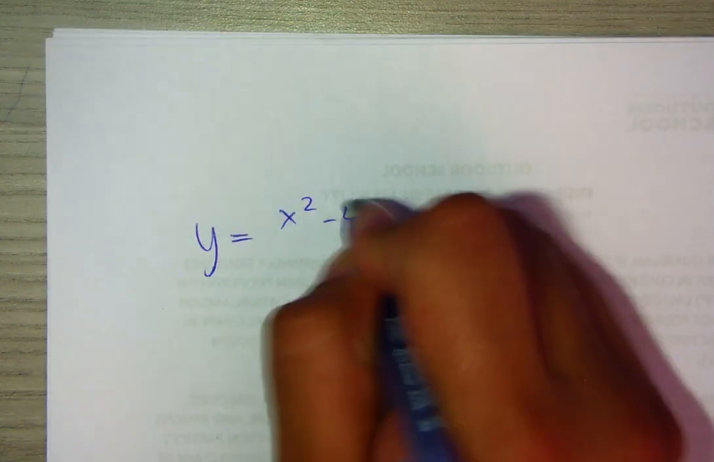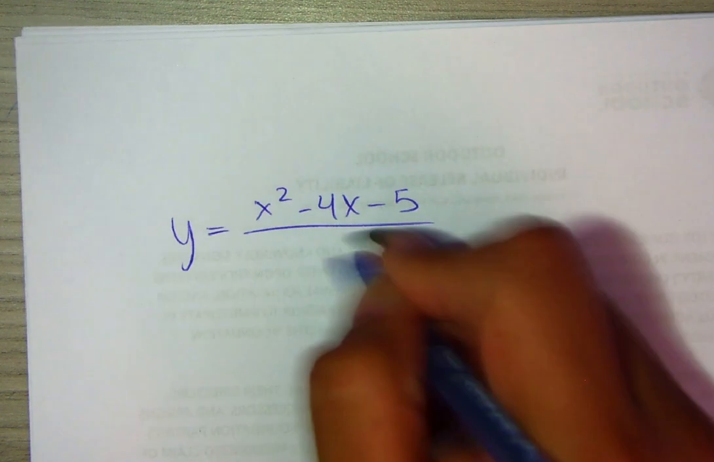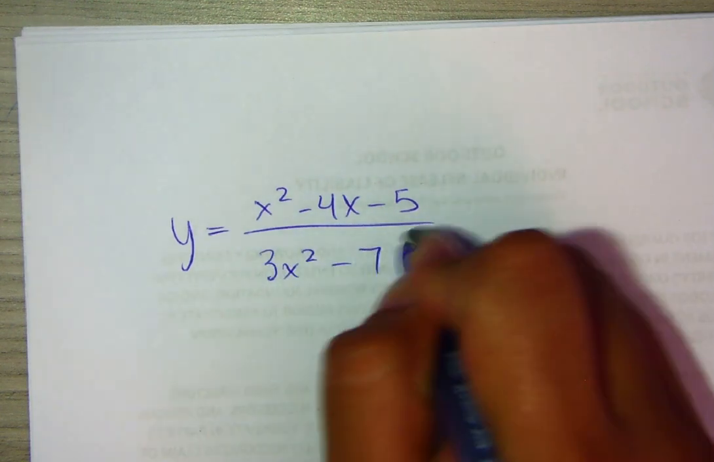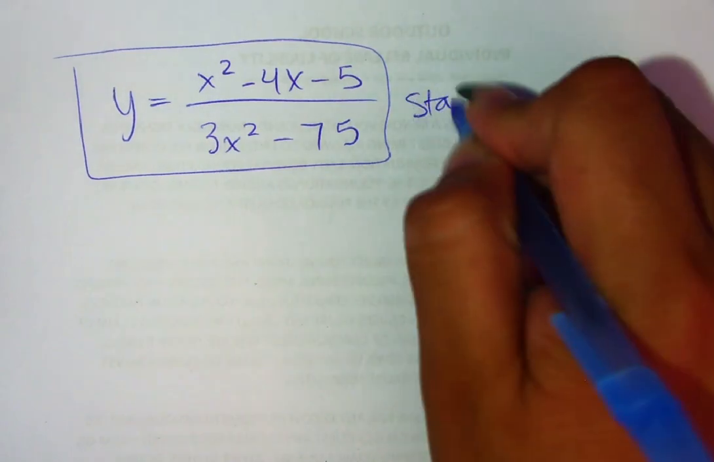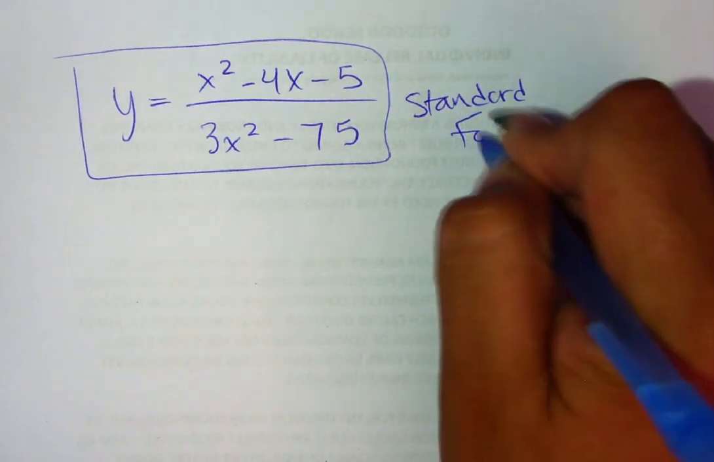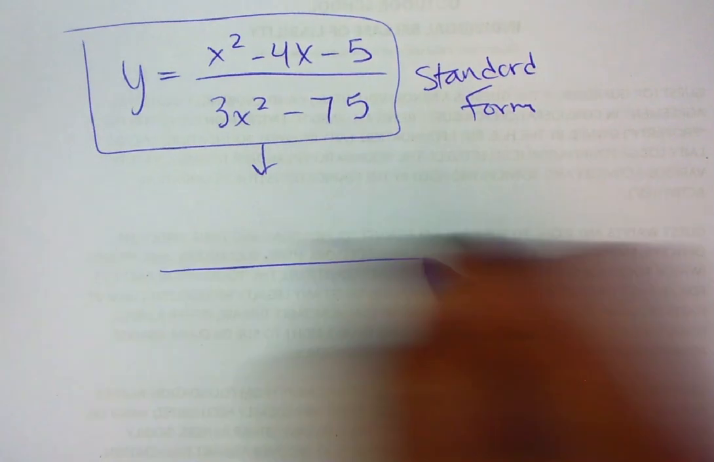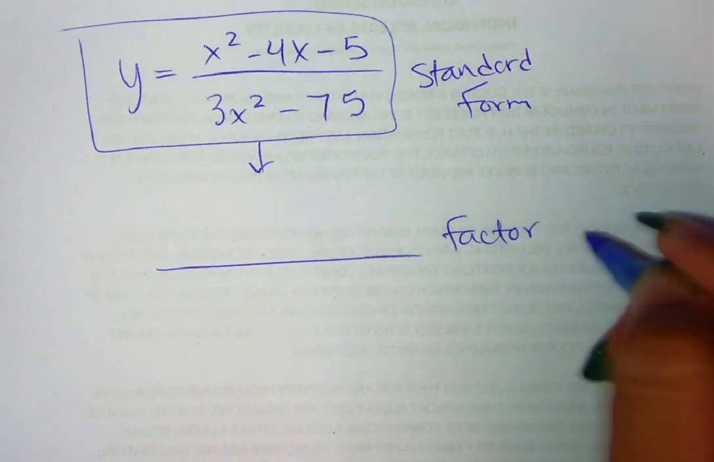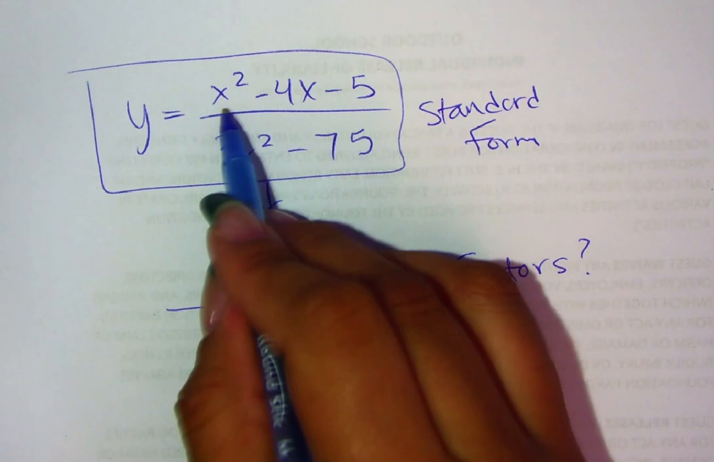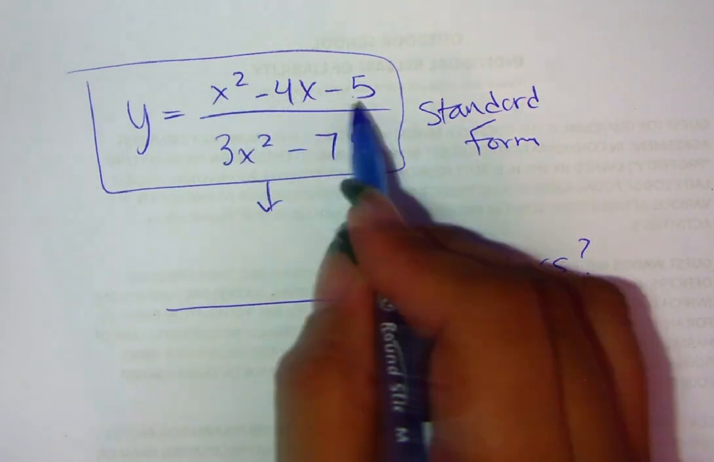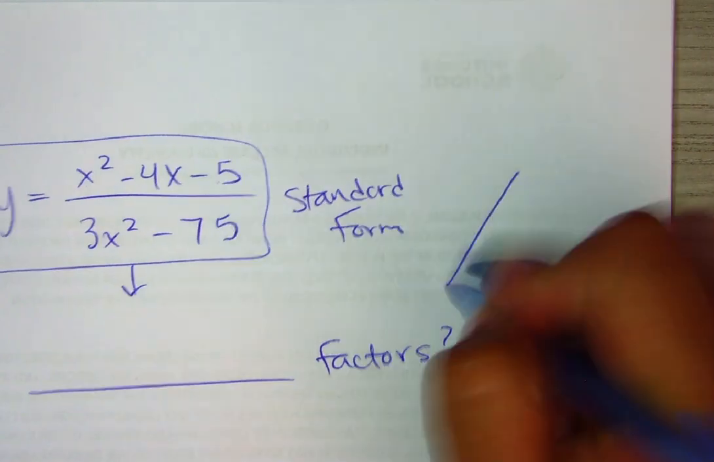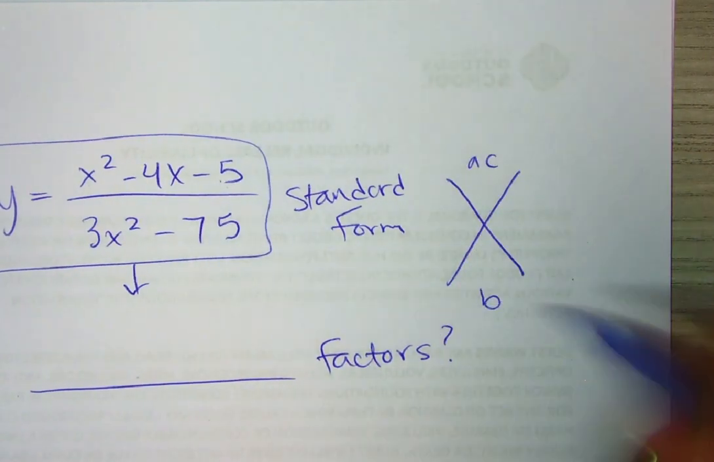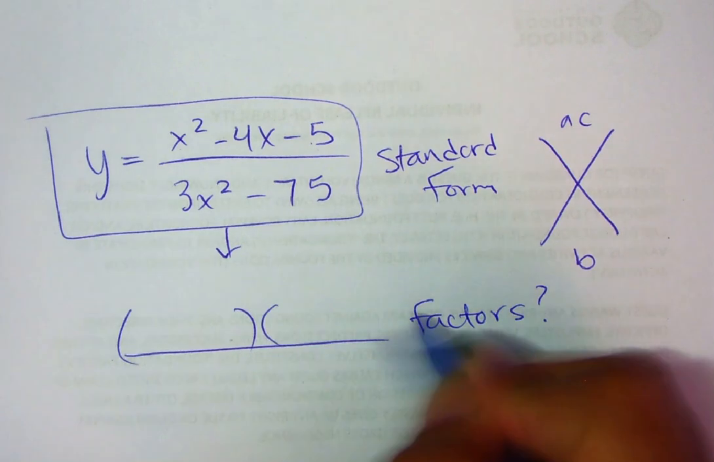Okay, so one more example. Your notes had the example of y equals x squared minus 4x minus 5 over 3x squared minus 75. And once again, this is standard form, and we need to turn it into factored form. So to turn this into factors, we need to look at the trinomial at the top. And again, every time you have a trinomial, use that strategy of the x, a times c, and then b, to help you turn that into two binomials.